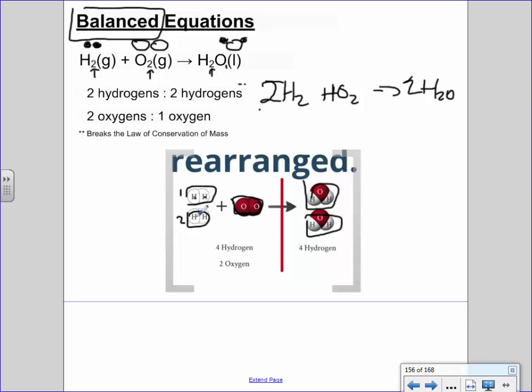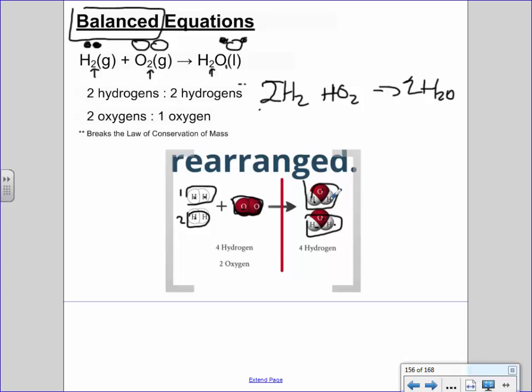Now there's actually 1, 2, 3, 4 hydrogens. And afterwards there's 1, 2, 3, 4 hydrogens. That's good. But now count the oxygens. There's 1, 2 oxygens. And over here there's 1, 2 oxygens.